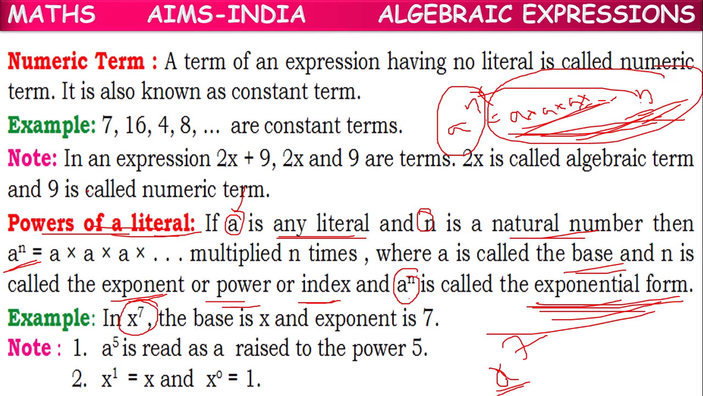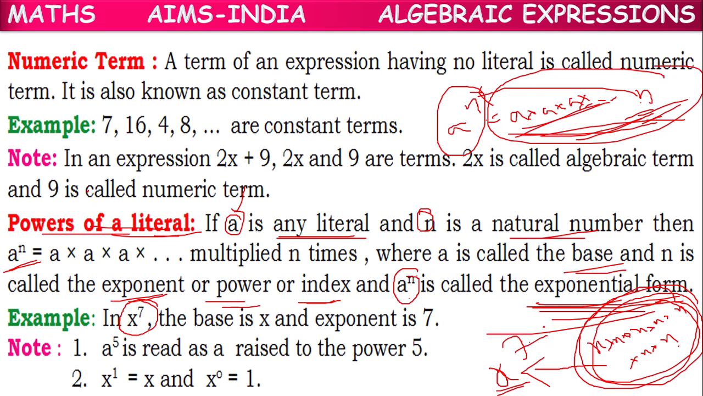Here x is repeated 7 times, or x is multiplied 7 times. That multiplication, or the product, in shortcut, has been written as x to the power of 7 in exponential form, where x is the base and 7 is the power, or exponent, or index, which tells how many times the base is multiplied repeatedly by the same number.